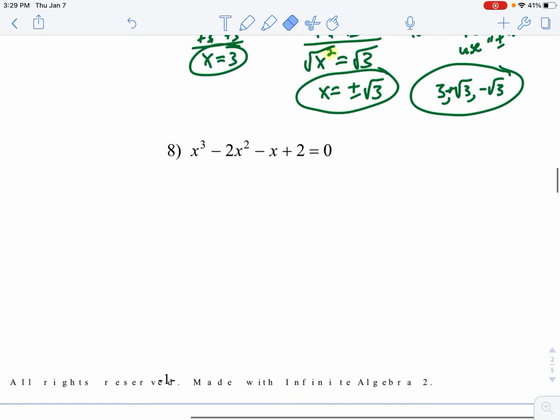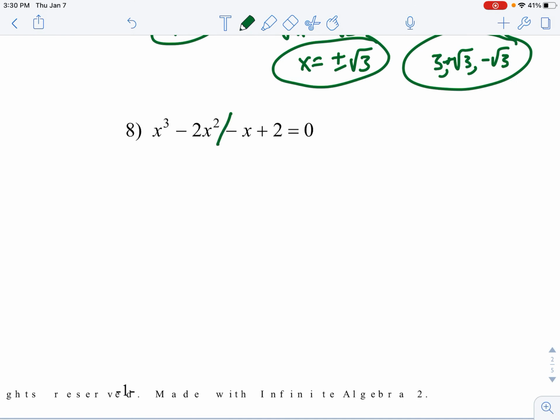Number 8, very similar. Again, we have to use the grouping method. So here's our first group. Factor out x squared, you get x minus 2. From the second group, there really doesn't appear to be anything that we can factor. When that happens, remember you can always divide a 1 out of everything. And also, that's a plus, that's a minus. If we have to make it match here, I'm going to have to divide out a minus 1. So that gives me x minus 2.